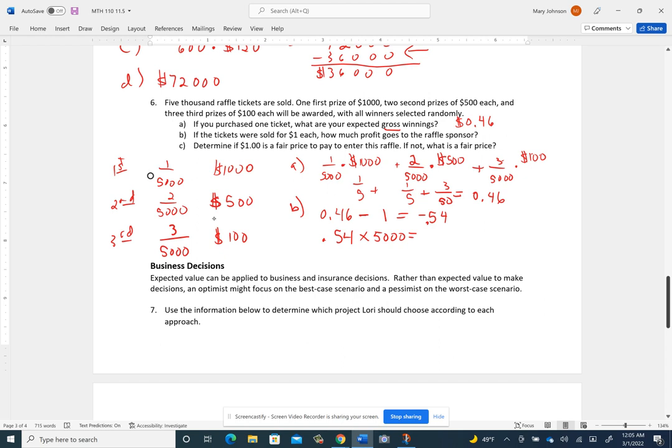get $2,700. So they would get a profit of $2,700.